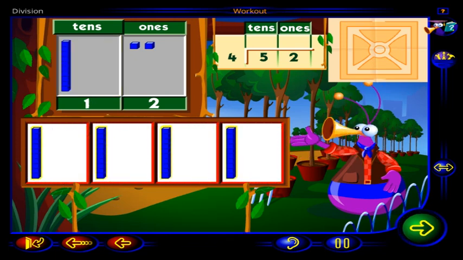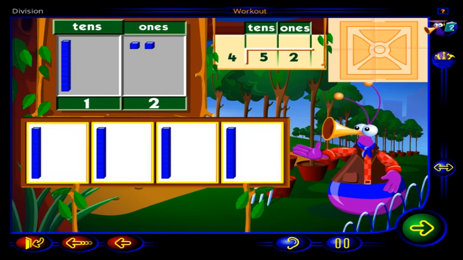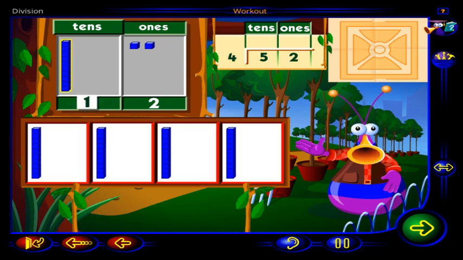You put 1 ten into each group. You now have 4 groups, each with 1 ten, and there is 1 ten left over.